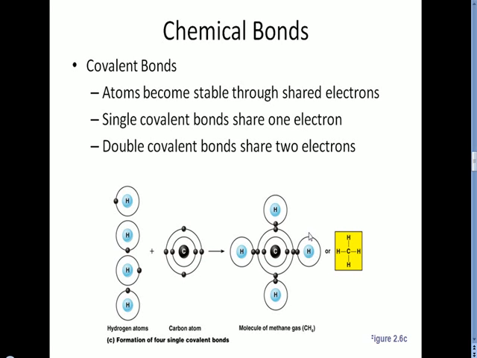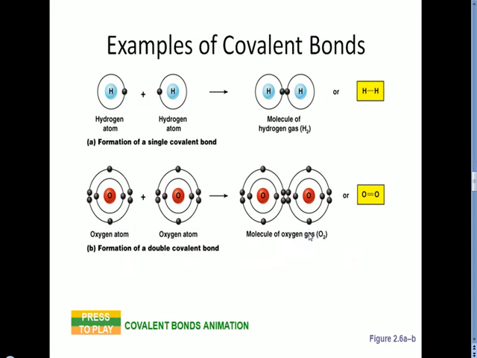So covalent bonds are, instead of completely stealing or completely giving away an electron, we're just going to share that electron. Many of the molecules in your body that we're going to talk about shortly are made by covalent bonds, by the sharing of electrons. This is very common in your body. So here's examples of covalent bonds.